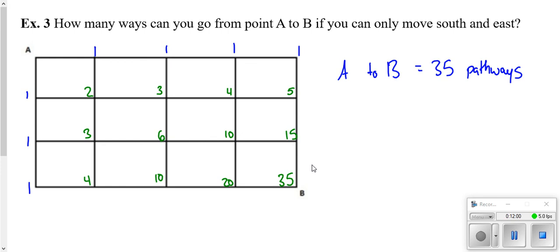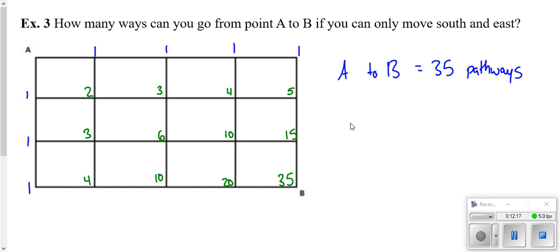Okay. The question is, is there a faster way to approach this question in case, let's say, we didn't only have such a small square? What if it was like a 10 by 10 or something bigger? Well, is there a faster way? Yes, there definitely is a faster way.